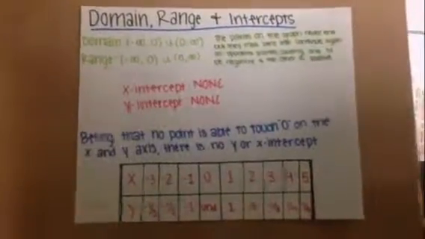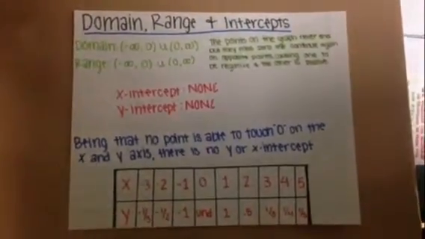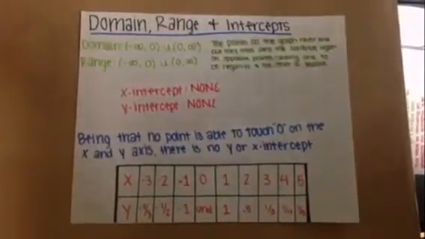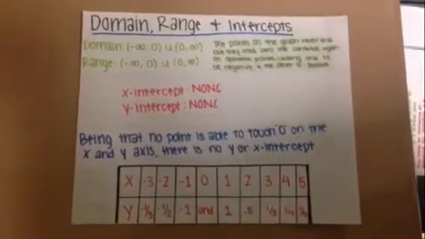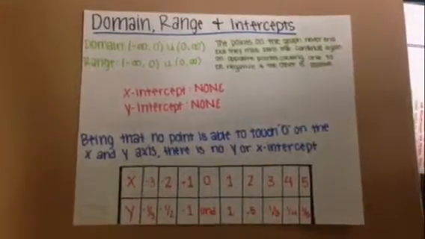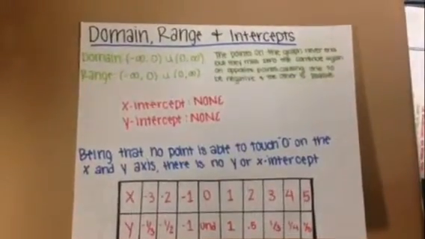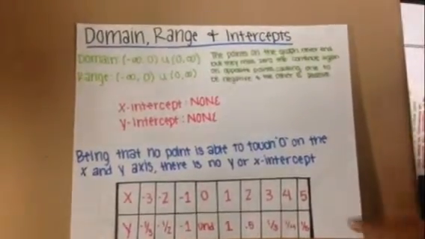The points on the graph never end, but they miss 0. They continue again on opposite sides, causing one to be negative and the other positive. The x-intercept, there is not one, and there is also not a y-intercept. Being that no point is able to touch 0 on the x and y axis, there is no y or x-intercept, and you can see that in this table.